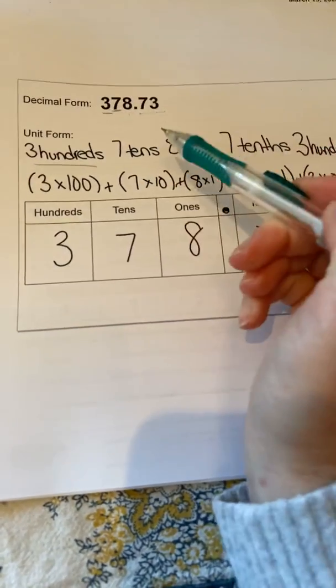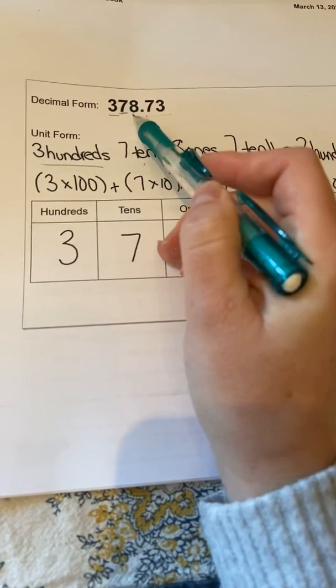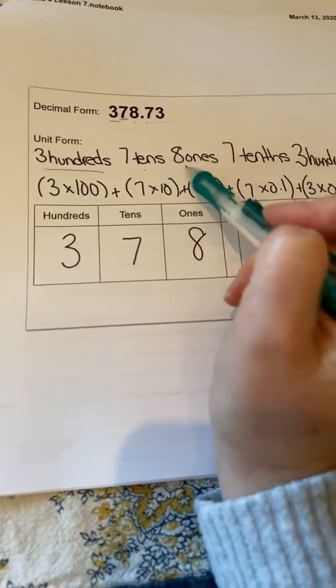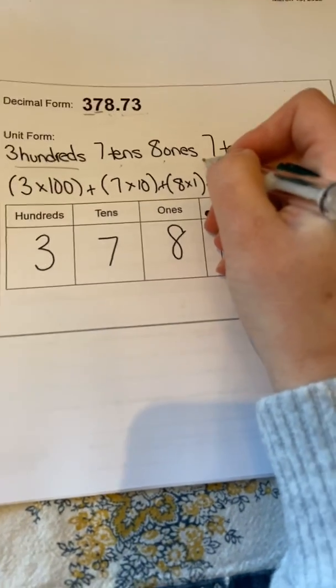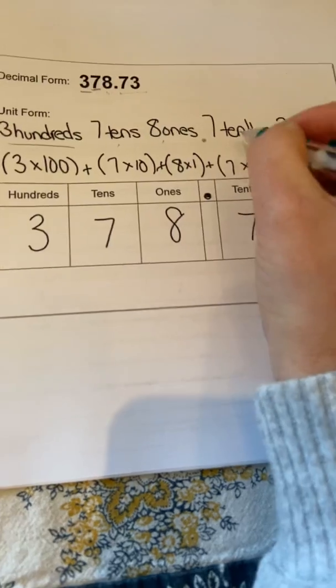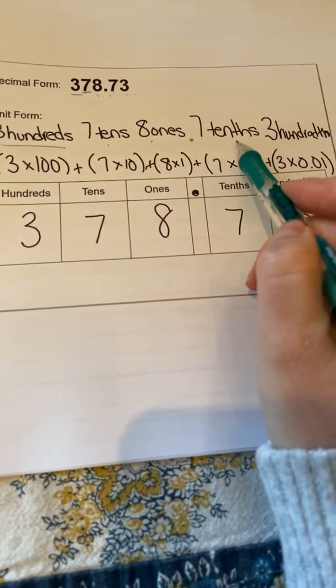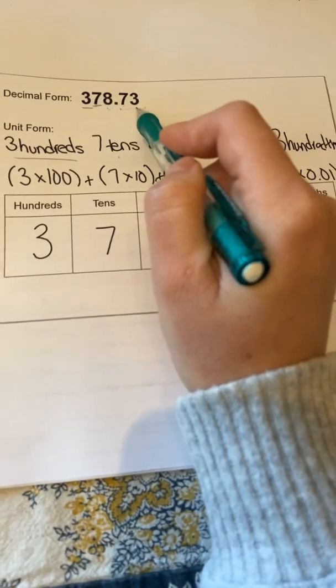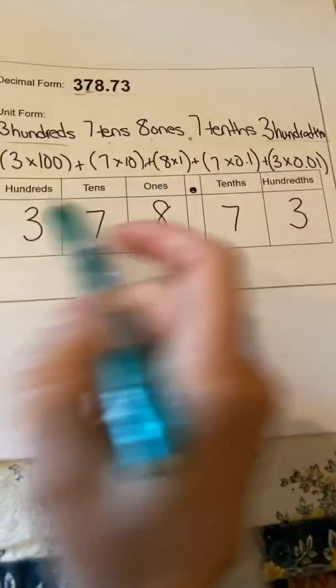Since there's a 7 in the tens place, I wrote 7 tens. There's an 8 in the ones place, so I wrote 8 ones. Then this is where the decimal point comes in, and we cross over to the tenths place. There are 7 tenths, so I wrote 7 tenths. And then finally, 3 hundredths. Now we move to expanded form.